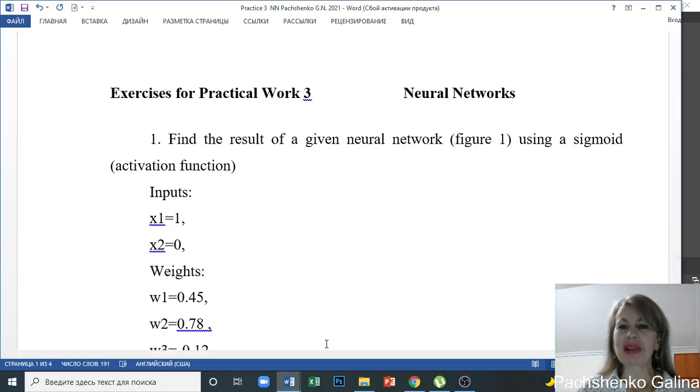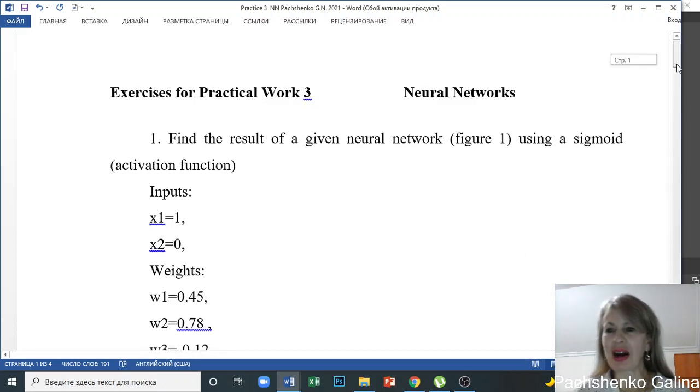Our course is Neural Networks, and let's consider exercises for practical work 3. Find the result, the output of a given neural network, figure 1, using a sigmoid activation function.